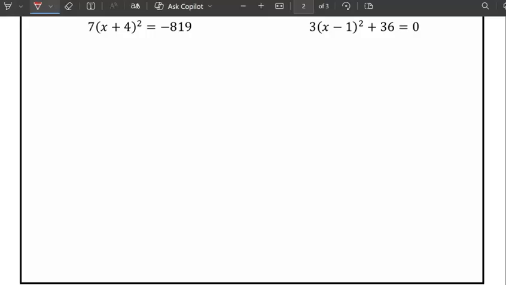Let's look at the next one. 7 parentheses x plus 4 squared equals negative 819. Let's divide each side by 7 first.